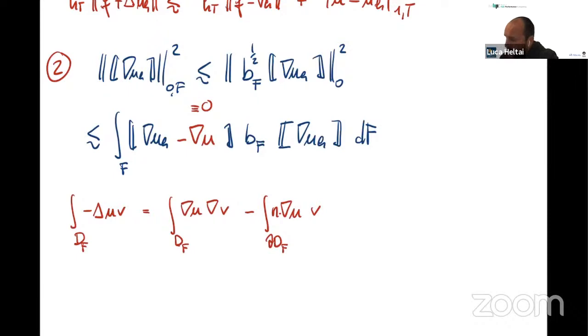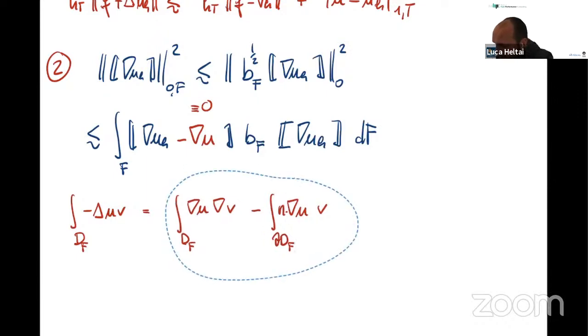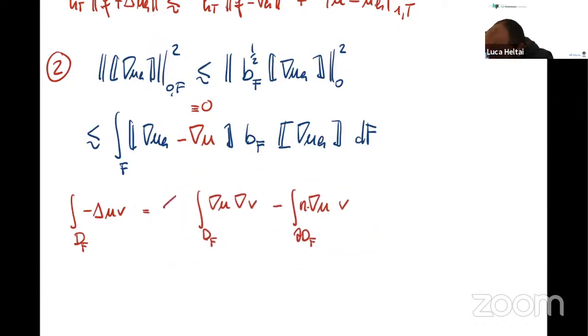And if you want to make sure that this actually makes sense when you have jumps on the gradients, then you have to make sure that this is done on the sum of the triangles that belong to df. So this has to be done piecewise for this to make sense. So let me write this as a sum over t in df of the integral over t of that guy, and this is on the boundary of t.